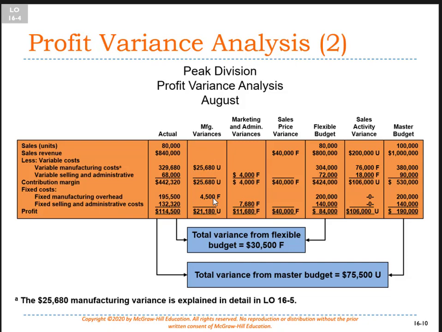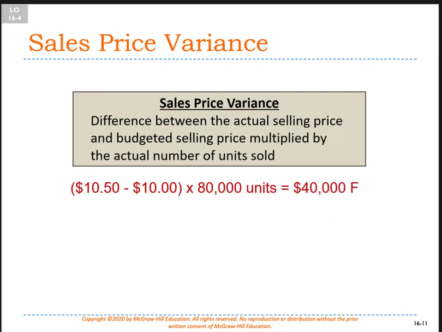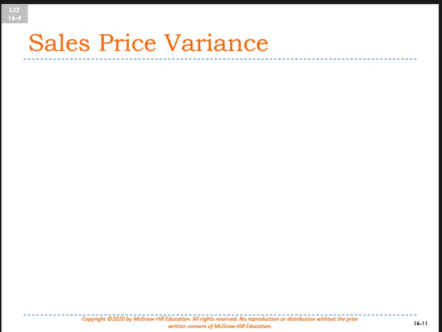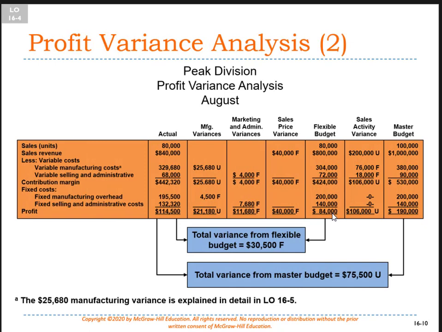So now we have explained in more detail what has happened, why our profit was actually 114 when our plan was 190. Now 106 of that was just sales activity, okay? So if you look at this flexible budget, we're favorable 30,500. We actually made more profit than we would have thought we would make at 80,000 units.